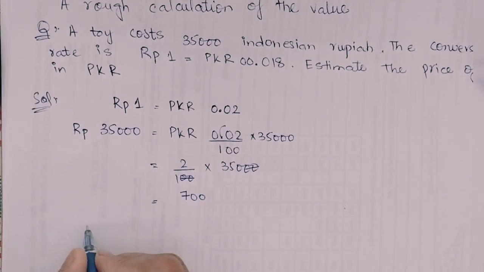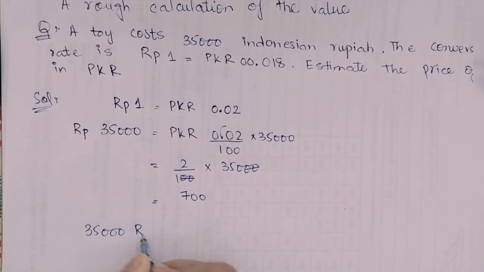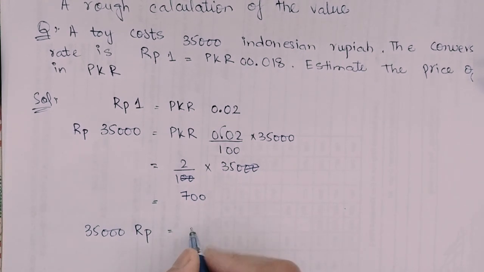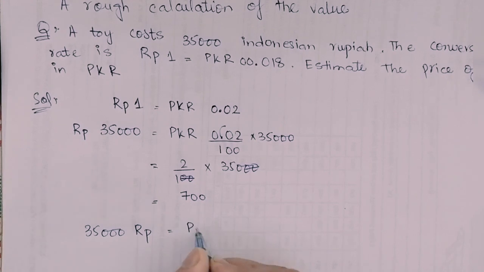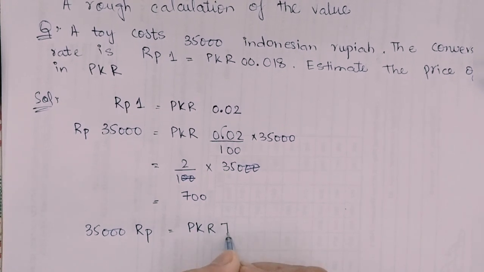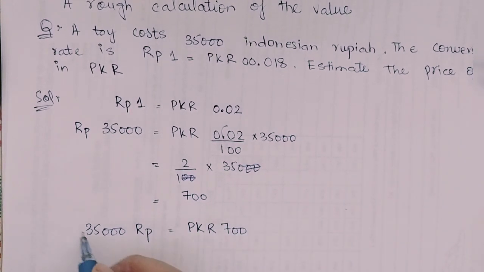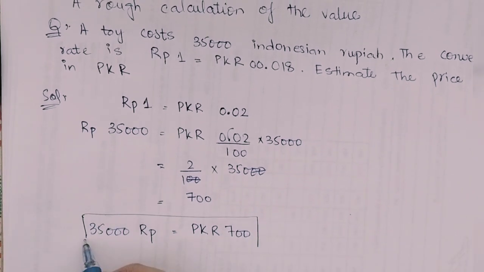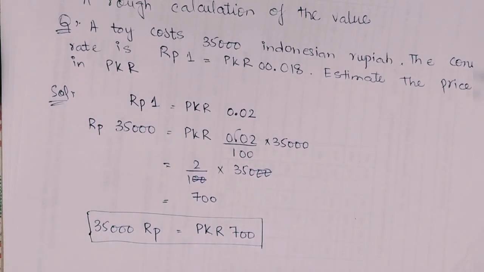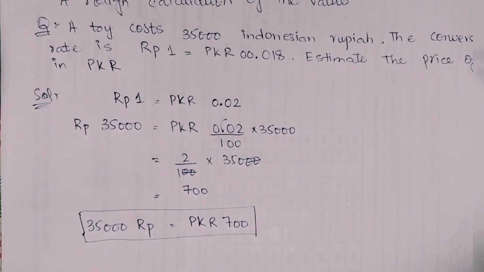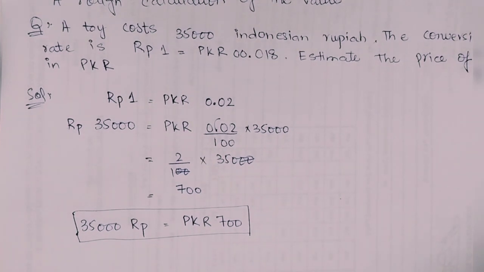So 35,000 Indonesian rupiah is equal to how many Pakistani rupees? These are 700 rupees. The estimated price of the toy in Pakistani rupees is 700. That's it. This is your question, and I would say this is the most simple and easy question, because you have to just estimate.